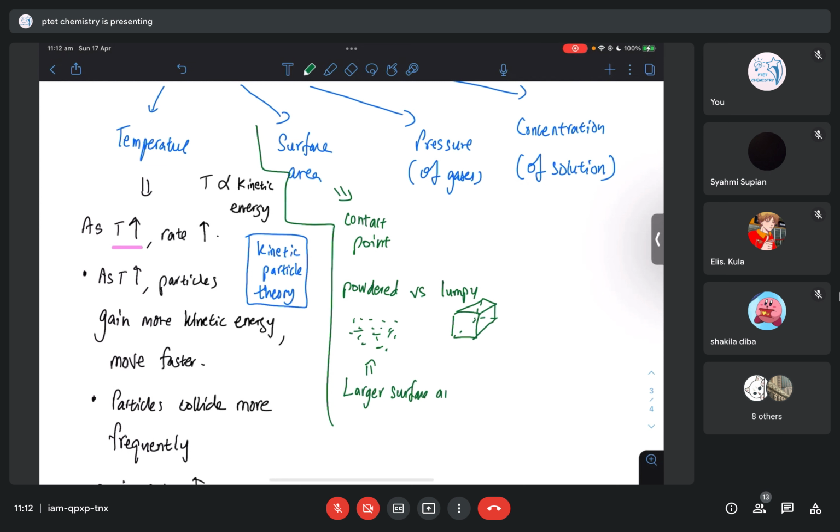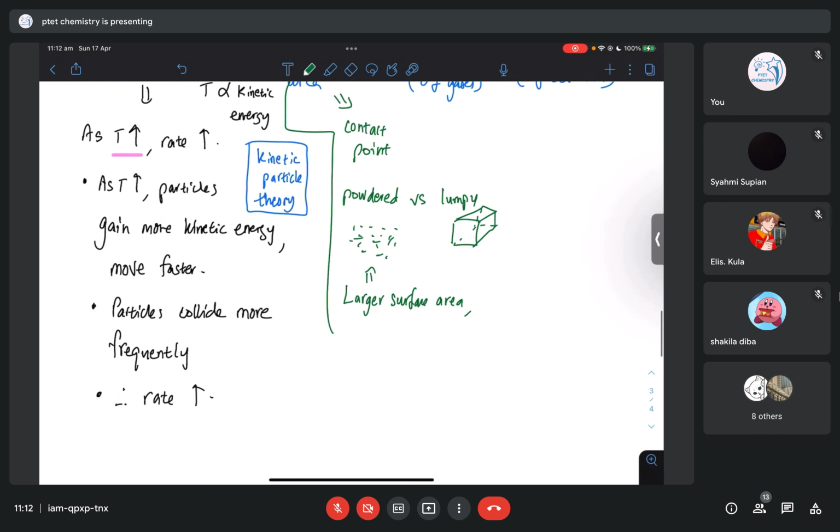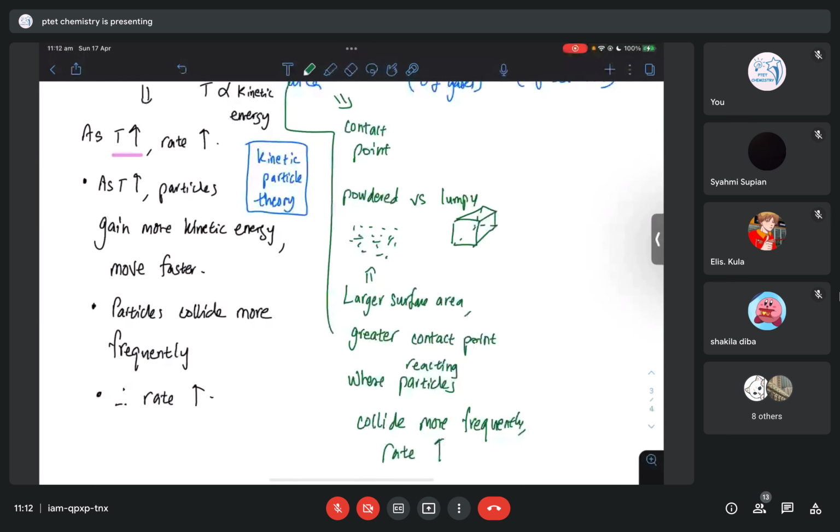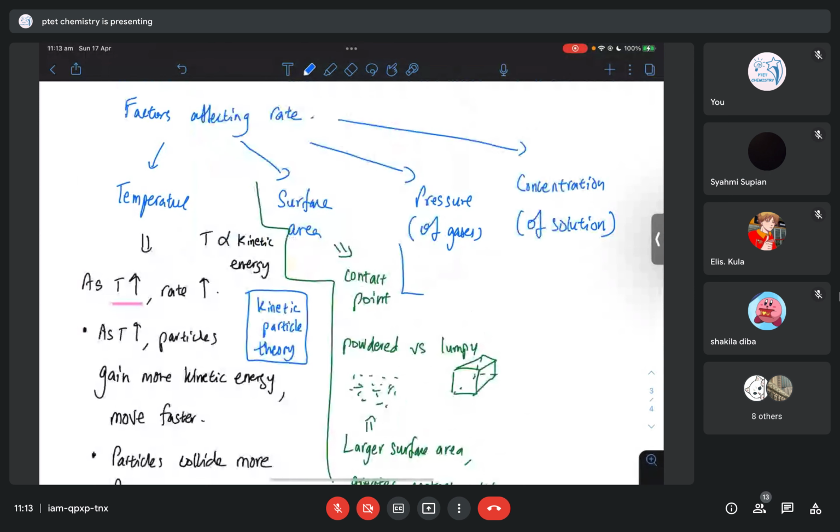So if you have a larger surface area, think about when you dissolve a sugar cube, if you crush it into sugar powder, or if you have a big block of sodium chloride versus a very finely powdered sodium chloride, this one is going to dissolve a lot faster than the other one. So the larger surface area will have a greater contact point, and this contact point is where the particles can collide more frequently. So your reacting particles collide more frequently. So again, we come back to that idea of more frequent collisions, and therefore overall rate can increase there.